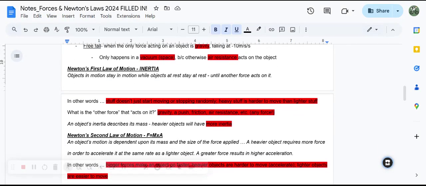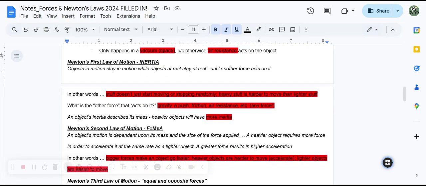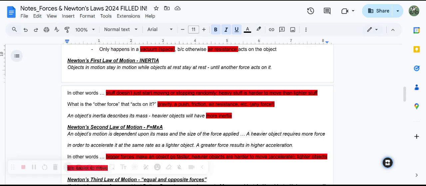Okay, so Newton's first law of motion can be summarized by the word inertia. The fancy way of saying it is that objects in motion stay in motion, while objects at rest stay at rest until another force acts on it. So in other words, stuff doesn't just start moving or stopping randomly. Something has to make it start moving or stop moving.